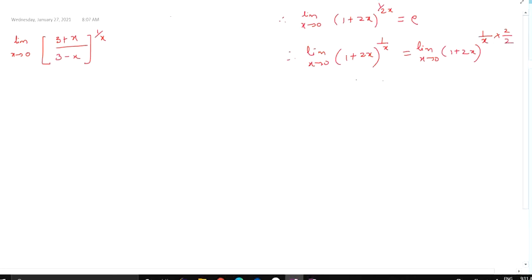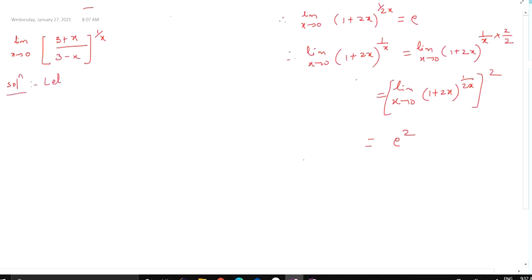So what is obtained? We get limit x tends to 0, (1 plus 2x) raised to 1 by 2x, and raised to 2, which remains as it is. So the limit of the bracketed term, which is a standard form, is equal to e, and raised to 2. So our limit is e square, isn't it? So it is the example in simple form. So to solve this example here, let us see how to solve it. So let us consider the solution.